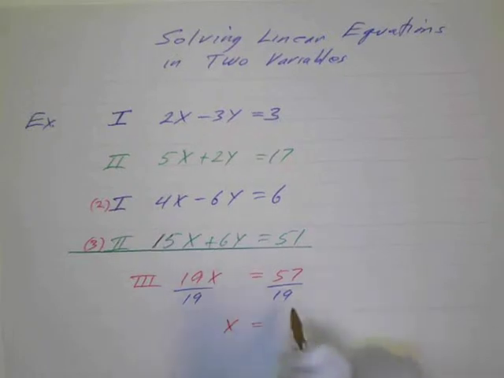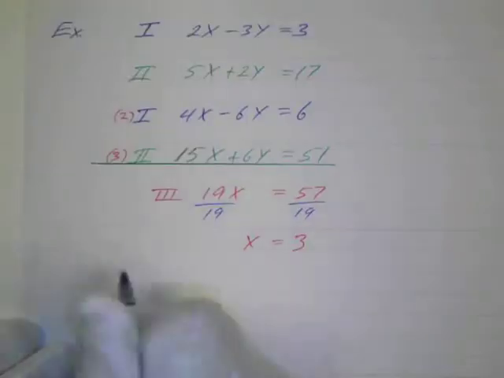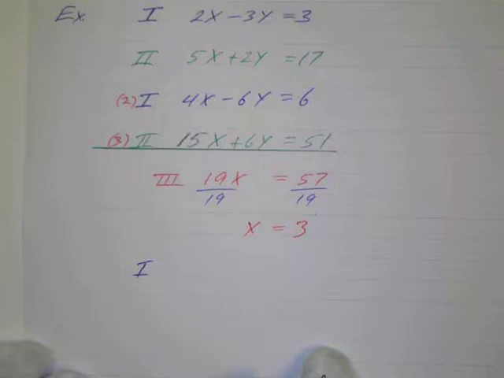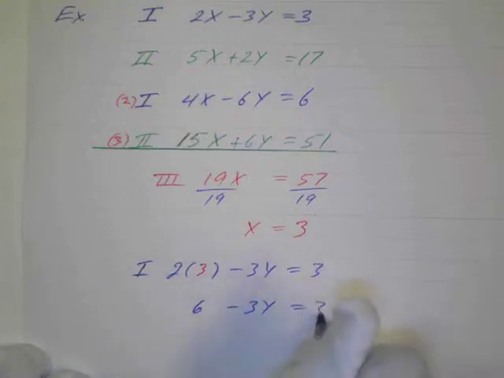3 times 9 is 27. Carry your 2. 3 times 1 is 3 plus 2 is 5, so it goes in there exactly 3 times. Now I know what x is. Now if I want to find out what y is, I can put this in either one of these equations. So I'll just try it in equation number 1. So I'll write equation number 1. 2 times x minus 3y equals 3. But what was x? x was 3. So 2 times 3 is 6, so 6 minus 3y equals 3.